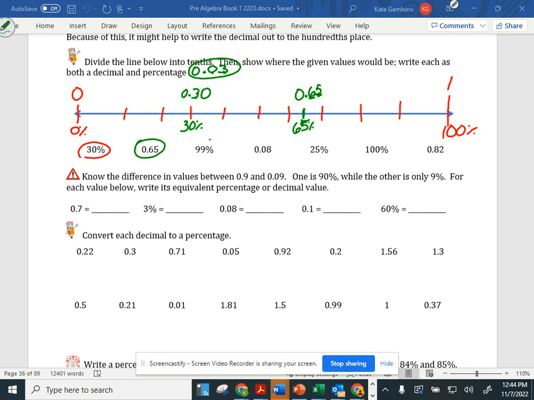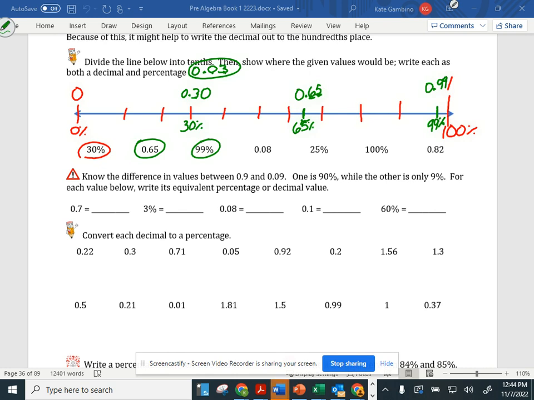Okay, our next number is 99%. Where would 99% go? Audrey? Right by that 100%. Very close. So 99%. What would my decimal be? Aiden? 0.99. 0.99. 99 hundredths. It falls right before the whole one.